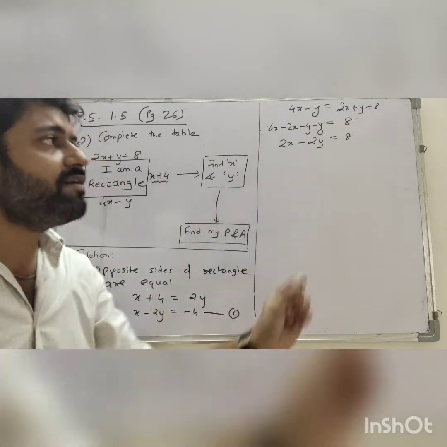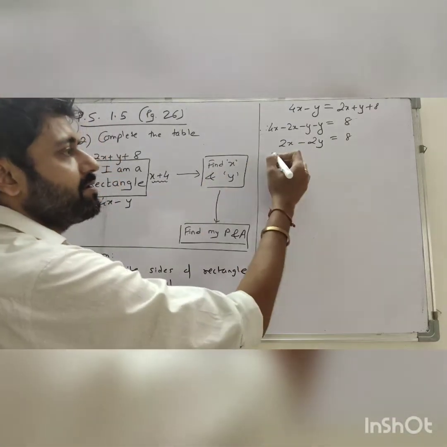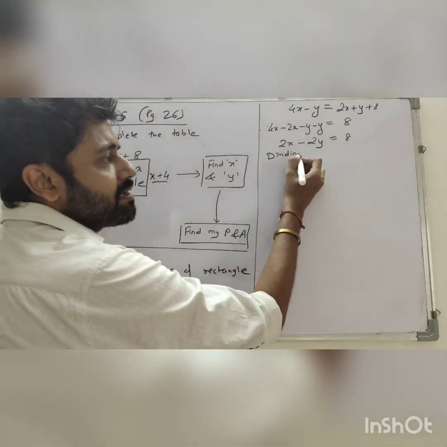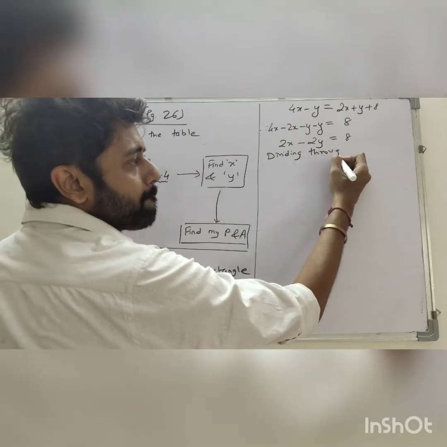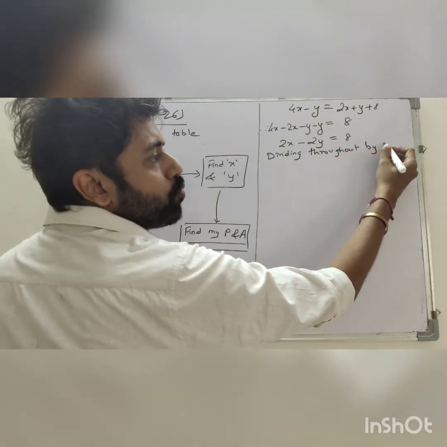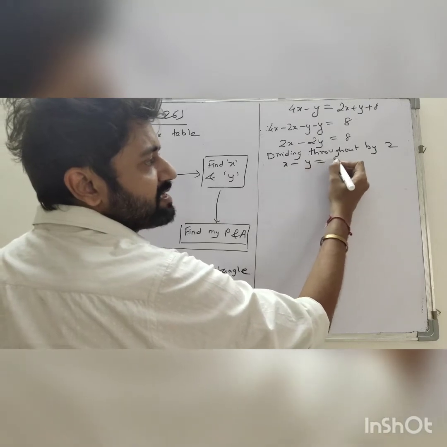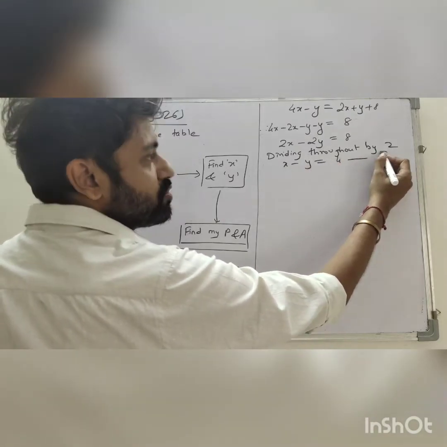I have a chance to divide it and I never leave it. Dividing throughout by 2, I get x minus y is equal to 4. Equation number 2.